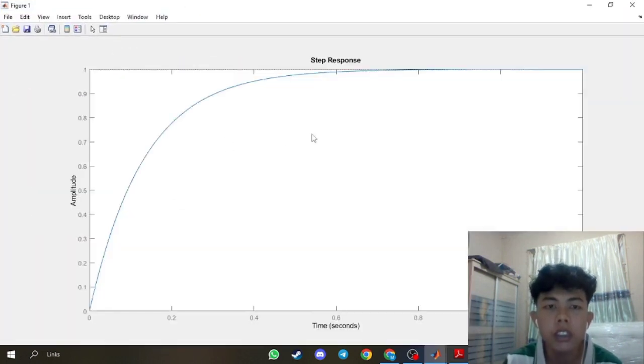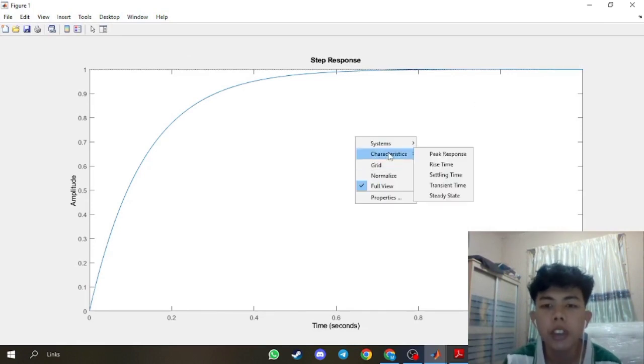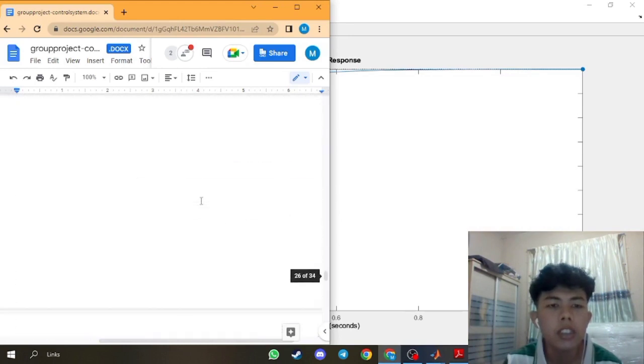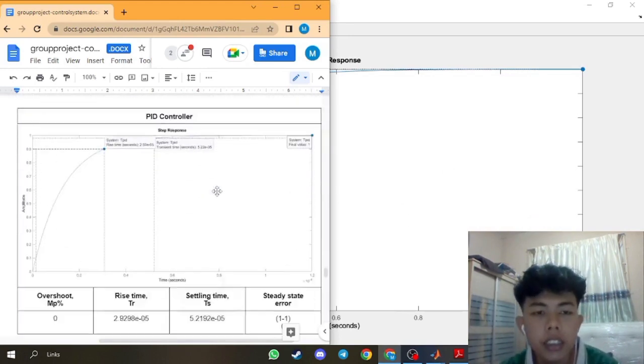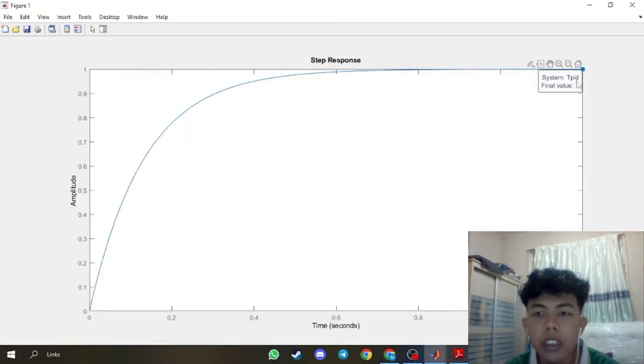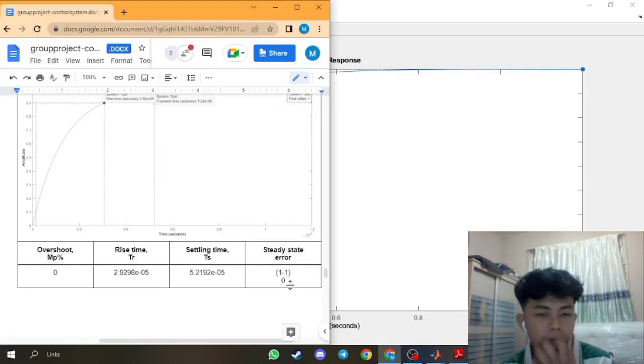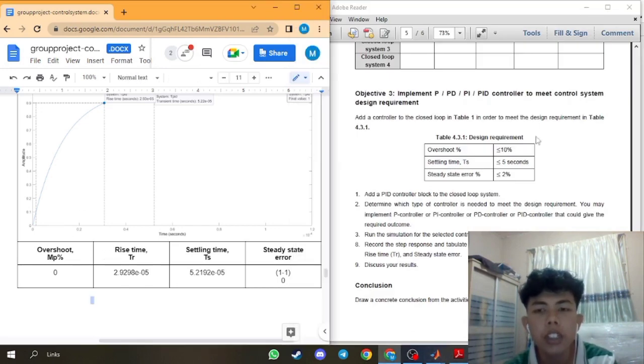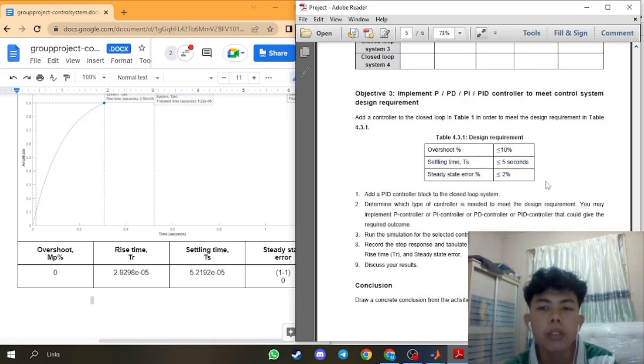If I run the system, I get a graph from MATLAB. Okay, as you can see, this is my PID system. The steady state error is equal to 0, settling time 5.2192, exponent negative 0.5, rise time 2.9298, exponent negative 0.5, and overshoot is 0. So this result is what I want from the design requirement.